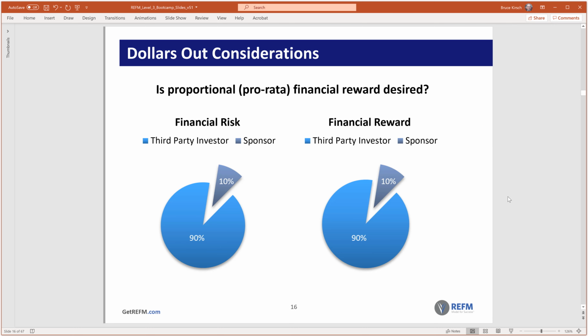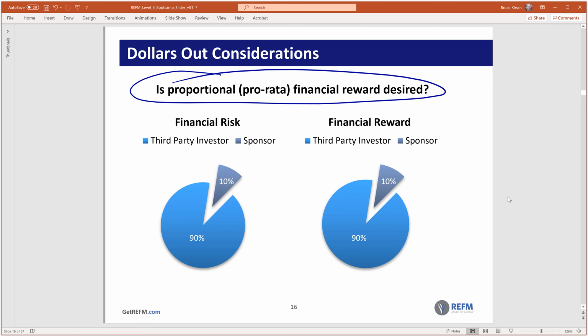In terms of dollars out, we need to investigate this question here. Is a proportional or pro rata financial reward a desirable structure? So if sponsor is putting in 10% of the cash equity and the investor the balance, the question is, how should the financial reward pie look when the dust settles? Is this a desirable potential outcome?